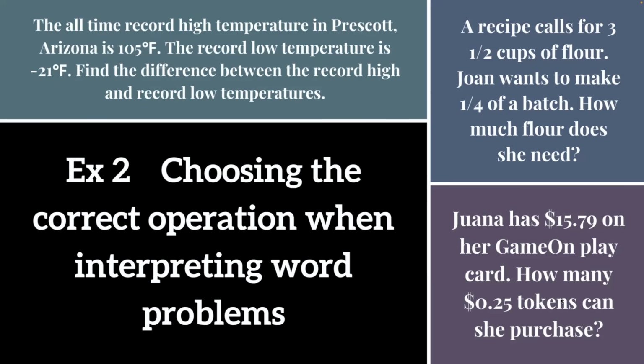Find the difference between the record high and record low temperatures. What am I asking you to do? Subtract. I'm asking you to subtract them. 105, and we said difference was always positive, so I'll start with the higher temperature, clearly 105. And then I'm asking you to subtract what? What is the other temperature? -21. I'm asking you to subtract -21.